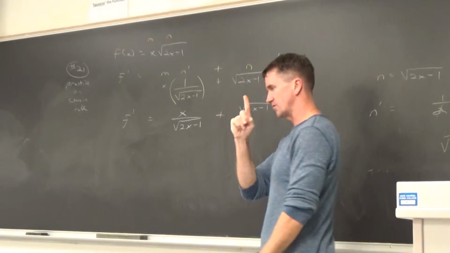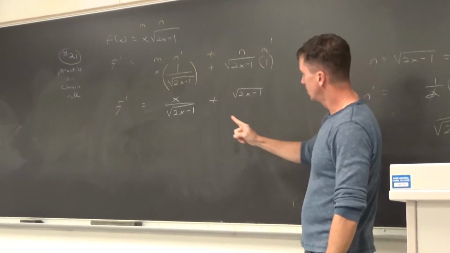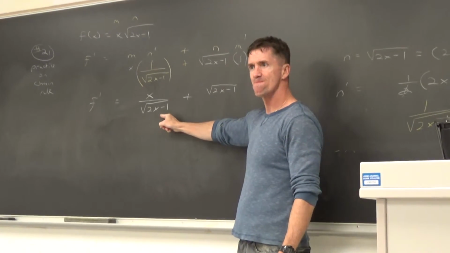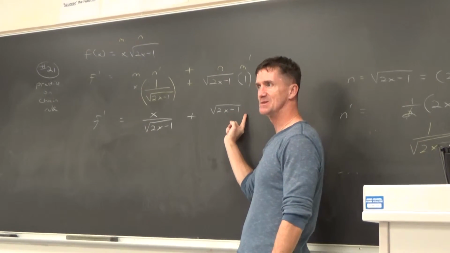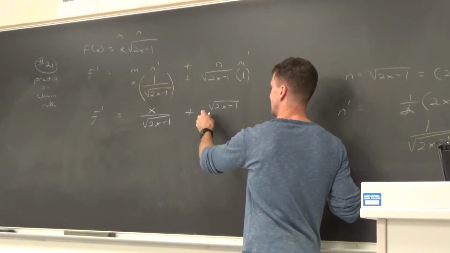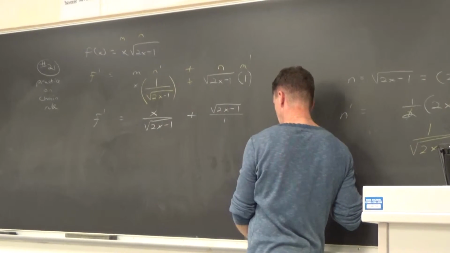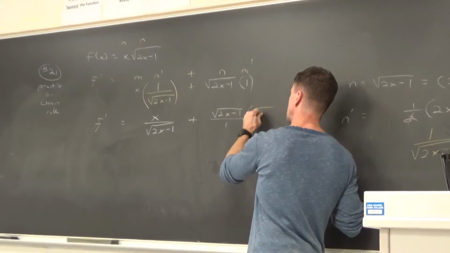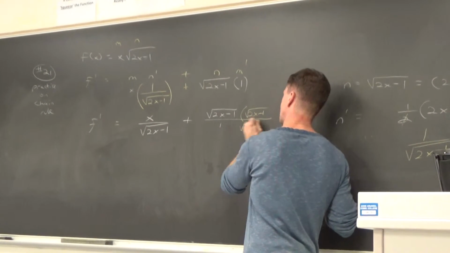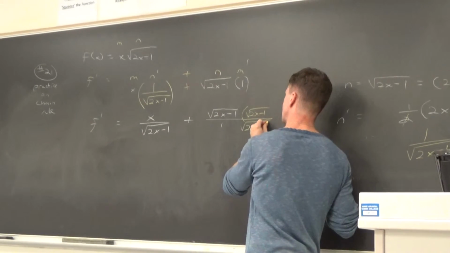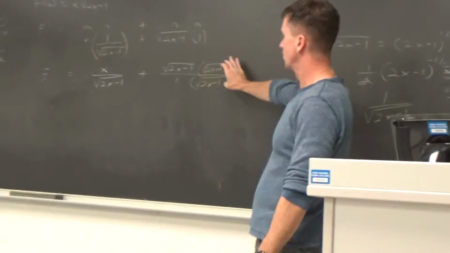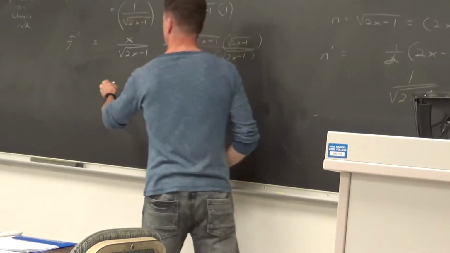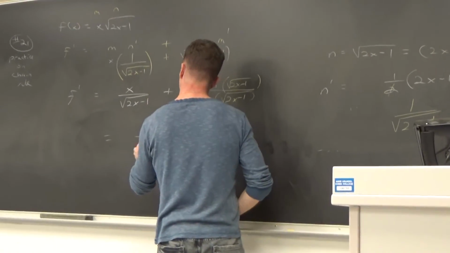I'm done. Now I'm going to write this as one fraction. Common denominators. Well, that has a square root of 2x minus 1 in it, right? This is over a what? 1. So how can I make these common? Just go over to this guy, and since this is over 1, just multiply by square root of 2x minus 1 over square root of 2x minus 1. And you now have common denominators. I got to put the parentheses. And you'll notice this looks really neat now.